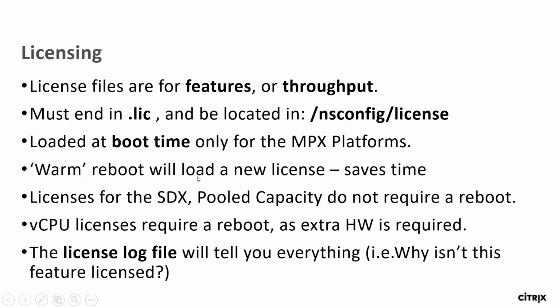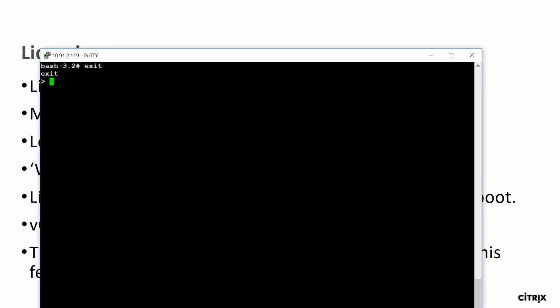Now, licensing and license files. This is something else we get. You start up a device and it doesn't have the license that you intend. What do you do? First of all, the license files that you load onto the device itself, which are becoming less and less popular by the way, must end in a lowercase .lic and must be located in this directory. So if I just come along here.